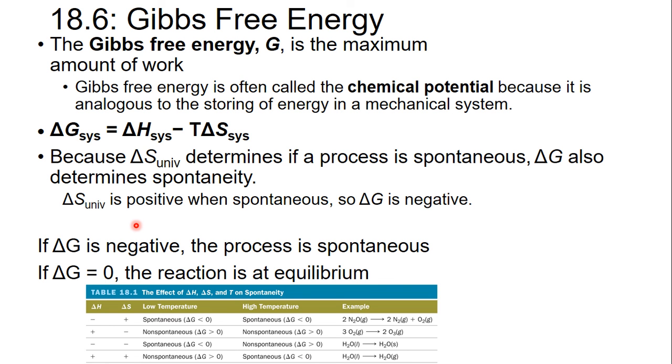What if it's plus plus though? Here we're spontaneous at high temperatures. Remember, we want delta G to be negative. So the only way that delta G equals delta H minus T delta S will be negative is if this minus T delta S term is bigger than this delta H term.